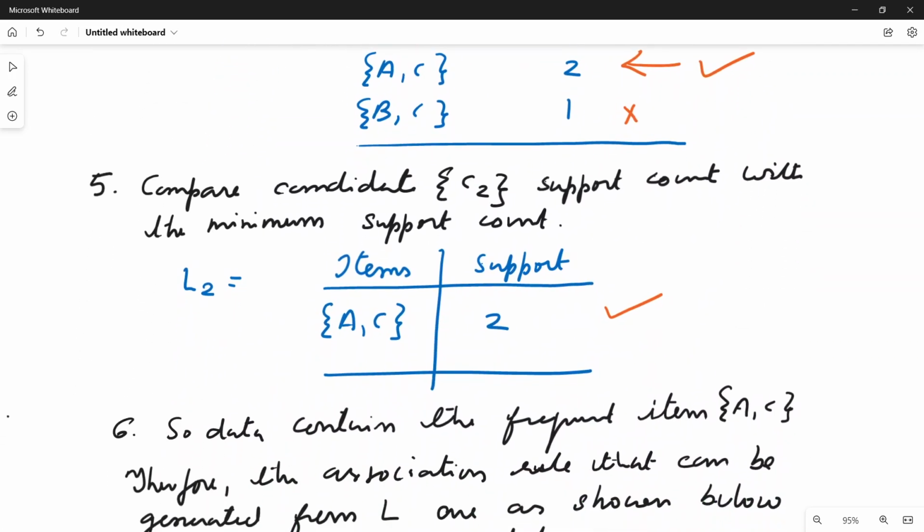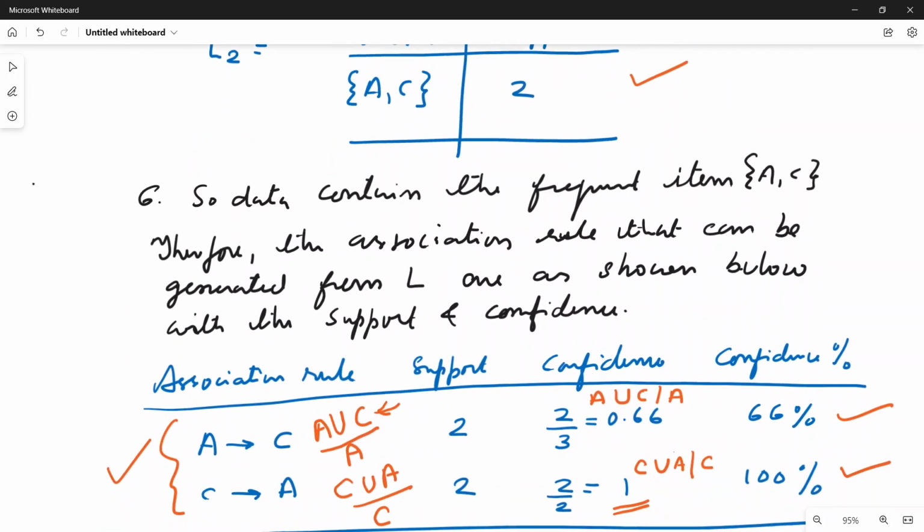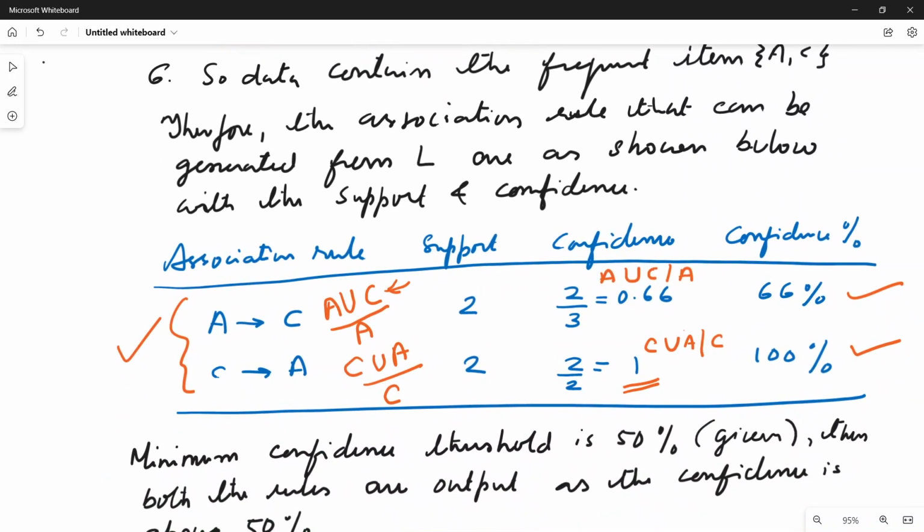So once the frequent item set is done, we can generate the association rules. So here we have A to C and C to A, and we need to check the confidence level of each association rule, and if it is satisfying the minimum confidence level, then you can take both the association rules.